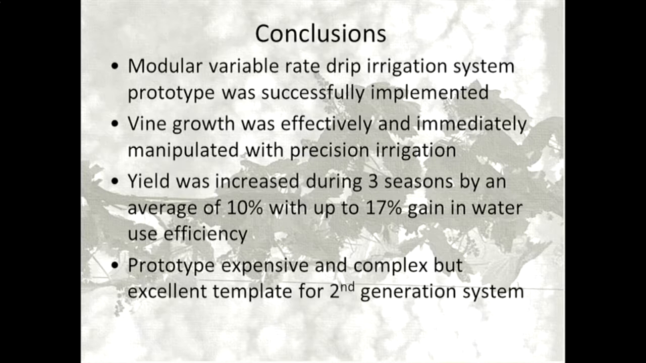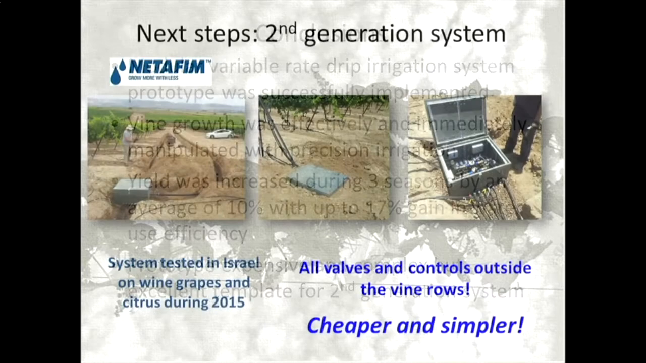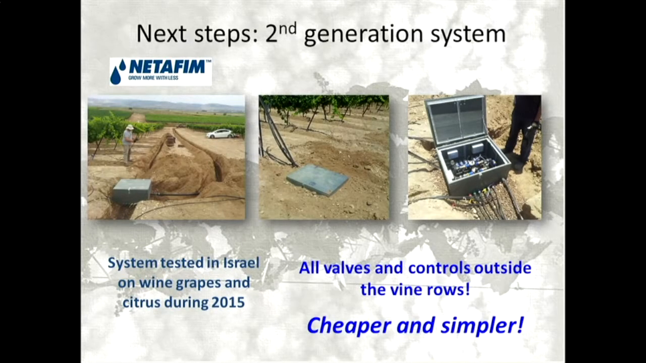In conclusion, the modular rate system was successfully implemented, although with some pretty major heartaches over some points. My interns really enjoyed walking up and down those rows every day. Vine growth was manipulated effectively and more quickly than we expected, and yield was increased during 3 seasons by an average of 10%, with up to a 17% gain in water use efficiency. This prototype is expensive and complex, but an excellent template for the second generation system. The second generation system was first installed in Israel in 2015.